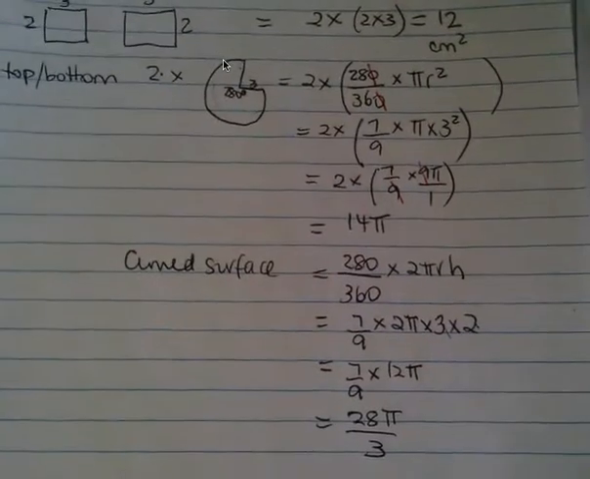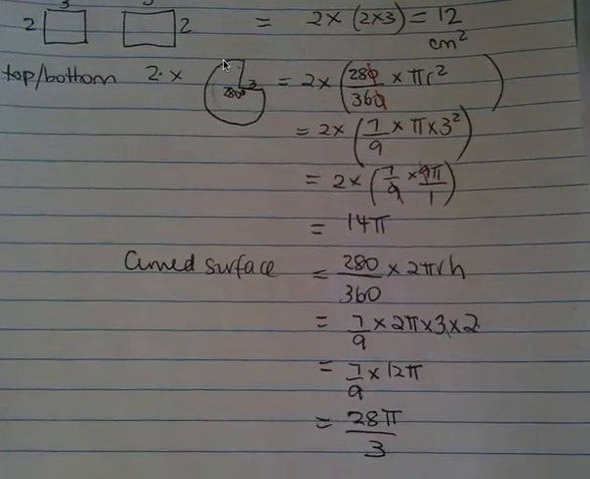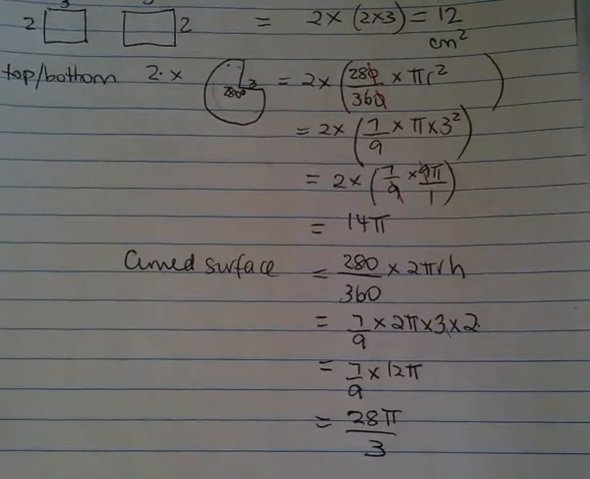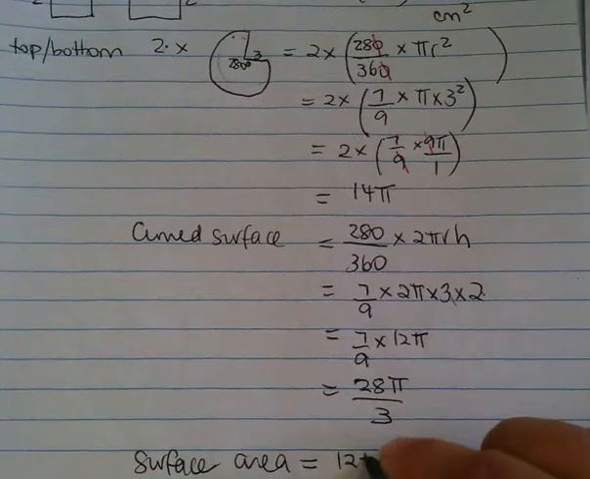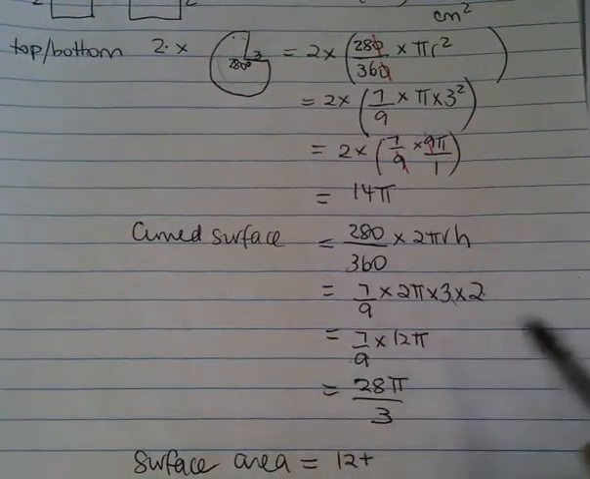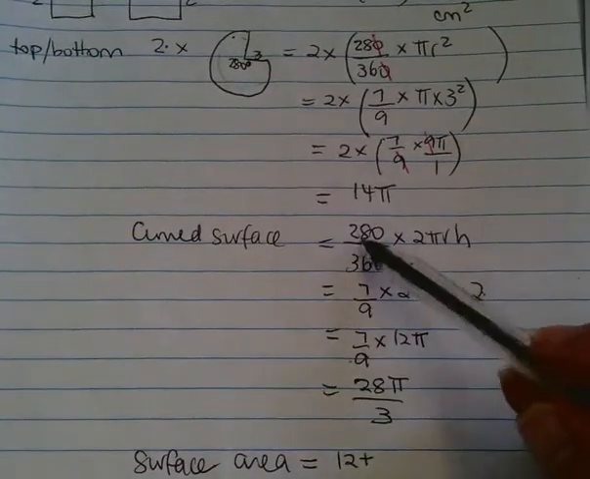Anyway, you can put that in on your calculator if you want. Are you getting 28 pi on 3? Just check on your calc. Wait, why didn't you just leave it at 12? Because it's 7/9 of it. Oh.